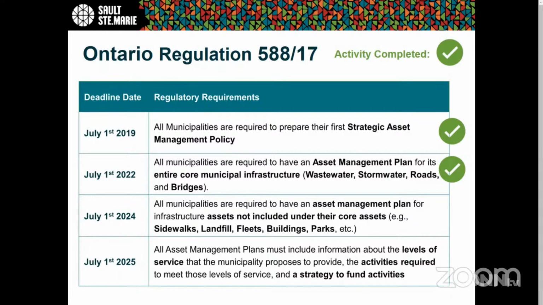Going forward 2 years to July 1st, 2024, we'll be required to enhance that to include all other municipal assets, being parks, landfills, sidewalks, other buildings. And by July 1st, 2025, we will need to look at service levels and, as a municipality, decide what level of service we want these assets to perform, and then how we're going to maintain them and how we're going to fund that.